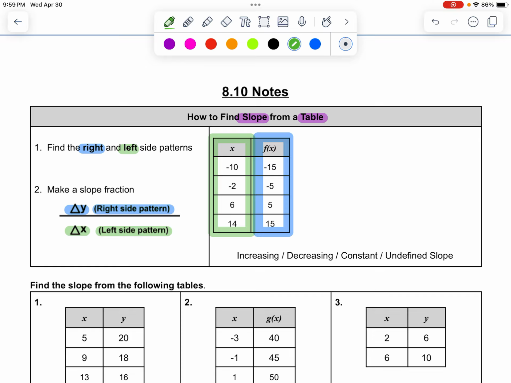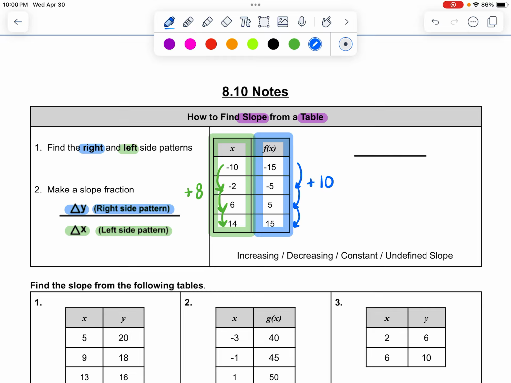So let's find the pattern first. On the left side of the table, if I look at how do I go from -10 to -2 and -2 to +6 and +6 to 14, I can see that my pattern is +8. On the right side, if I ask myself, what is the pattern? How do I go from -15 to -5, -5 to +5, 5 to 15? The pattern is +10.